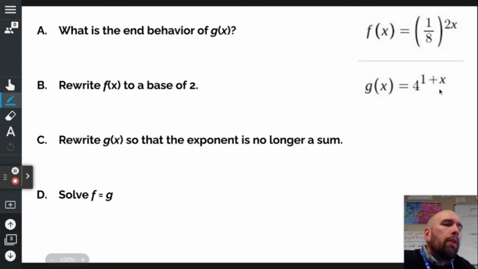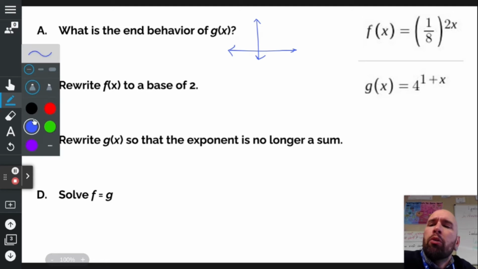What is the end behavior of g of x? Ooh, okay. G of x is an exponential function. It's growth. And it's shifted over to the left 1. Okay, but it doesn't move up or down. So basically what I'm looking at is something that looks like this. It is an exponential growth problem.